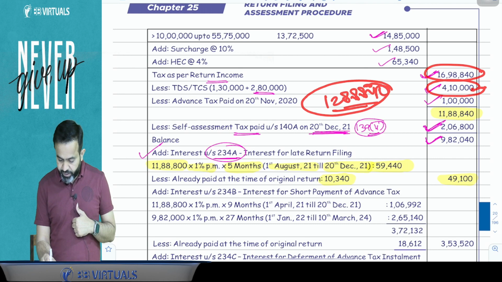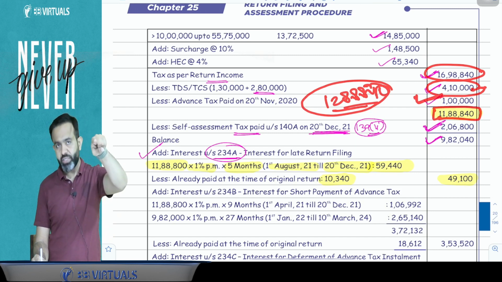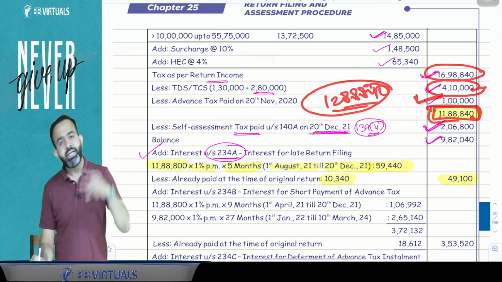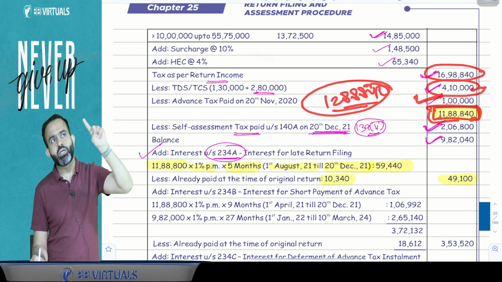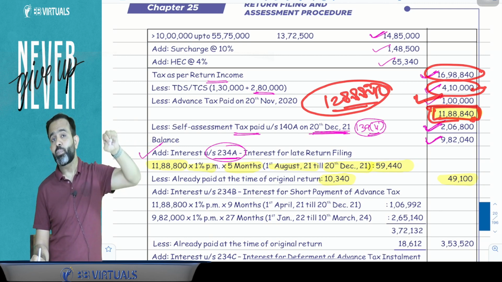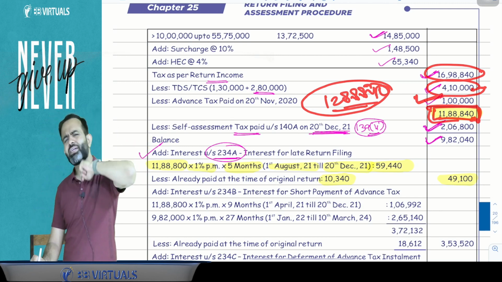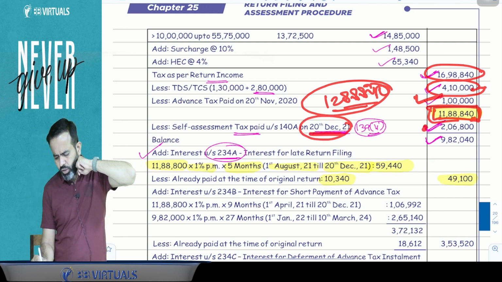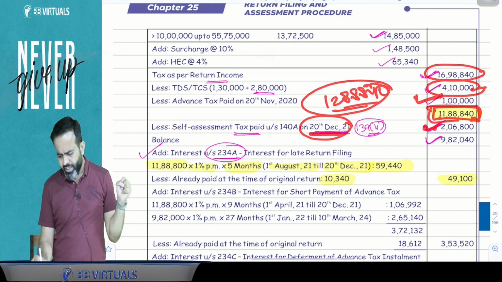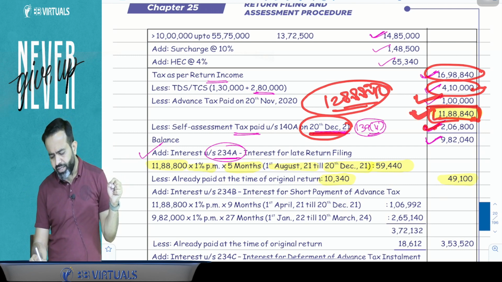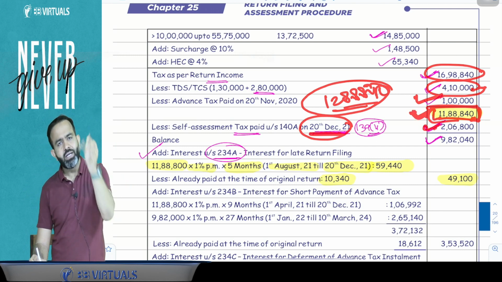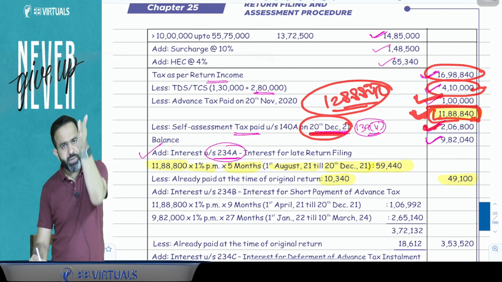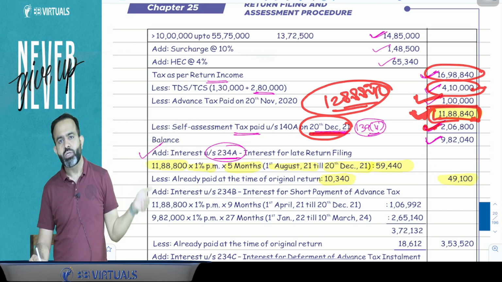But you have paid only 1 lakh. So the short payment is 11,88,840. On this 11,88,840, interest will be counted from 1st April of the assessment year till the date of payment of taxes. Guys, in between you paid taxes: on the 20th December 2021 you already paid the 2,06,800. So first, interest will be counted on 11,88,840 from 1st April 2021 till 20th December 2021.